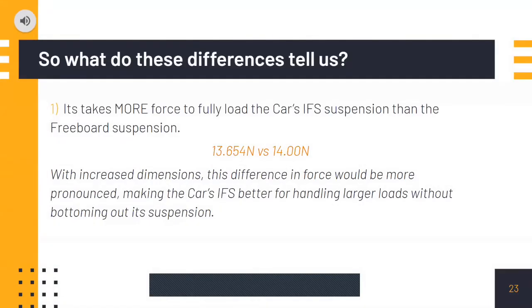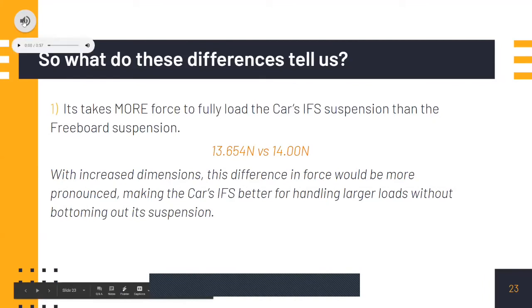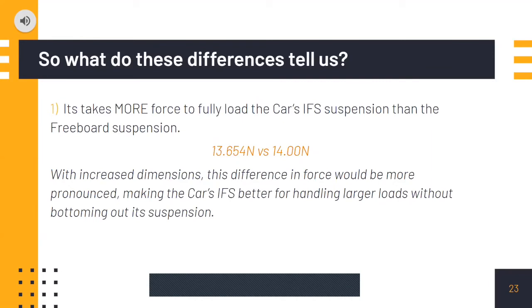So what does this tell us? Basically, it takes more force to load the car's independent front suspension than the freeboard truck suspension. Even though our models are on the same scale, they use the same spring, and all of the control arm's masses are actually identical. This is simply based on the linkage and the way that the force travels and moves as the linkage moves. This has nothing to do with size or mass.